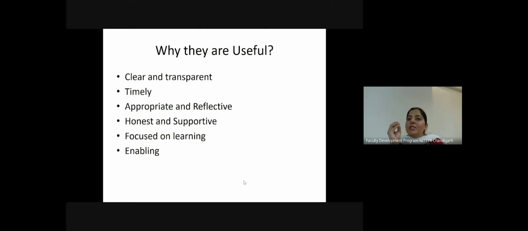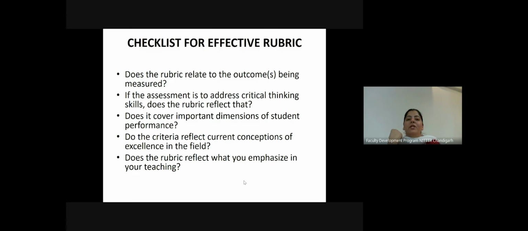It is honest and supportive. Everything is in written manner. कुछ सारा कुछ आपका ट्रांसपेरेंट फॉर्म में दे रहे हो. So teacher cannot go by the face value. It is as per the performance displayed by the student. So it focused on learning and it provide an enabling environment in which many of the students can work.